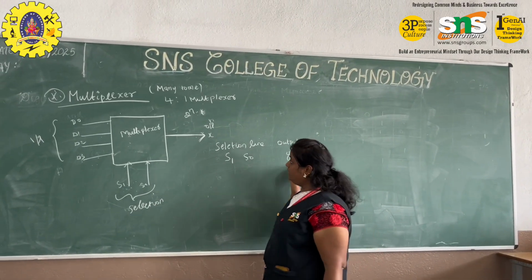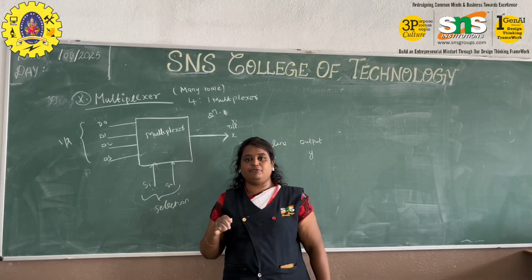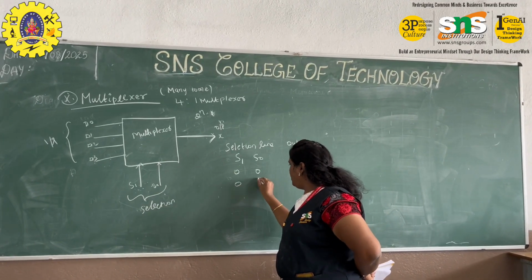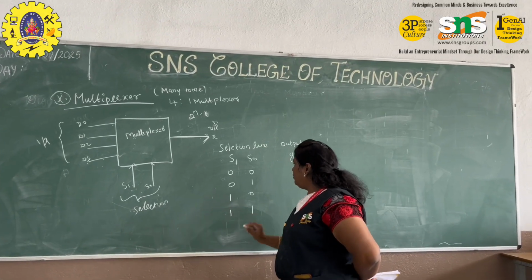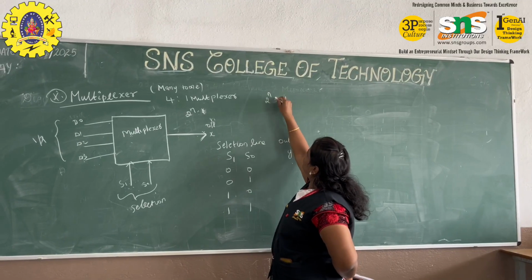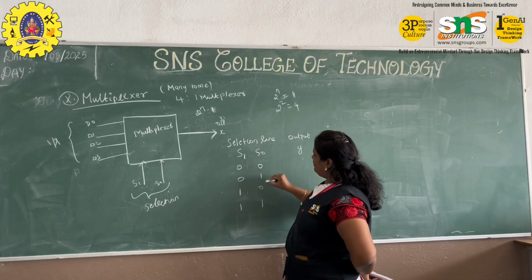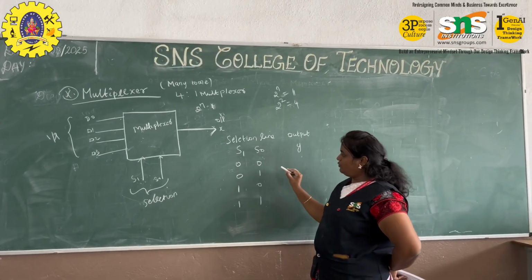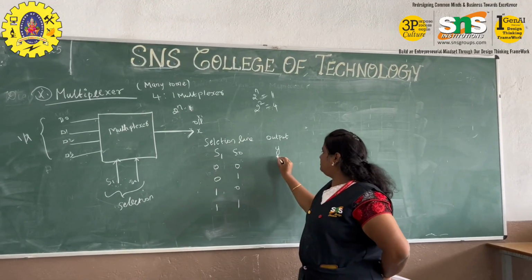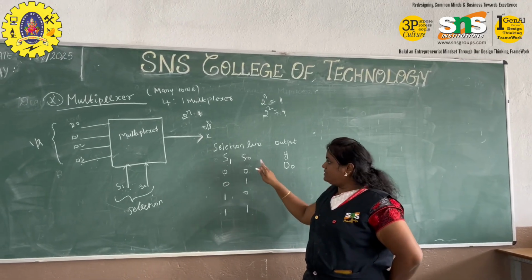This output is Y and the selection lines are S1 and S0. Normally if I take 4 inputs, there will be the combinations 0 0, 0 1, 1 0, 1 1. For example, 2 power 1 is 2, and if I use 2 power 2, it will produce 4. So we have to give 4 inputs like this. When S1 S0 is 0 0, it will select D0.